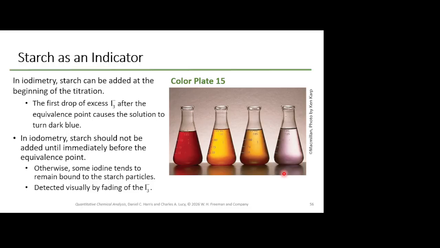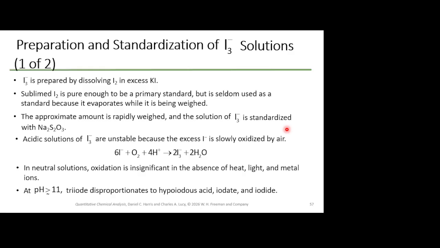Iodometry, the starch should not be added until immediately before the equivalence point. Remember titration last time? That was iodometry. Otherwise, your iodine is going to remain bound to your starch particles and it can't interact in the solution. And so you can detect the visual by fading of the iodine in solution. This is the fading of the iodine right here, by the way. See how it goes from like a nice wine color, and then it goes to more like a yellowish color. And then you'd put in your starch indicator. And that would give you your blue, which mixed with yellow.